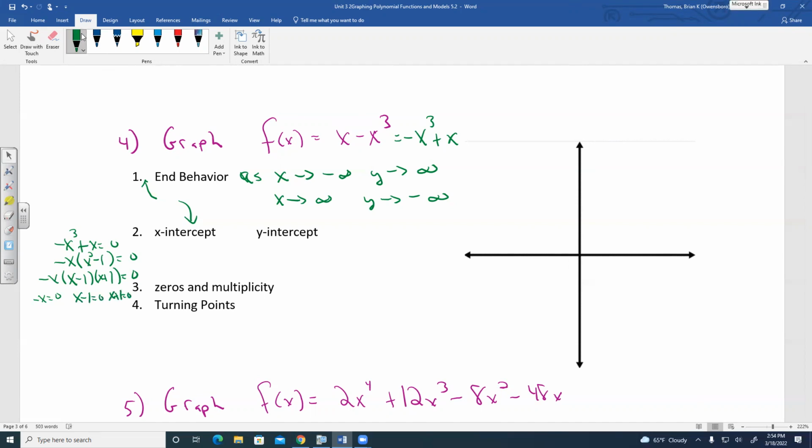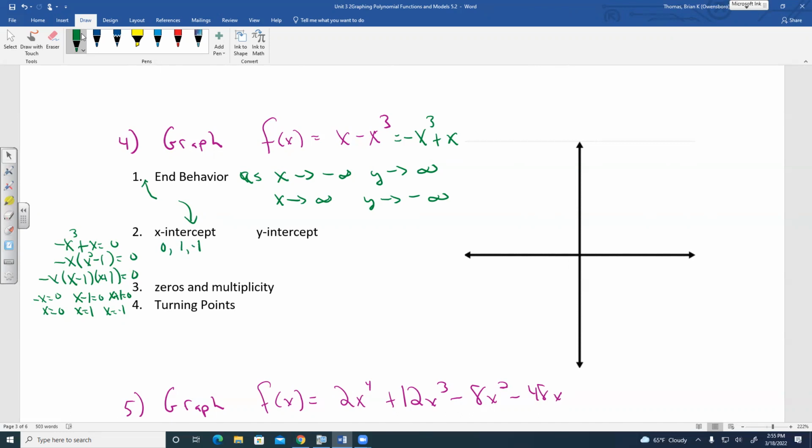If you divide both sides by -1, that's just going to give you x equals 0. Add 1 to both sides, x equals 1. Subtract 1 on both sides, x equals -1. That's going to be your x-intercepts. So 0, 1, and -1.